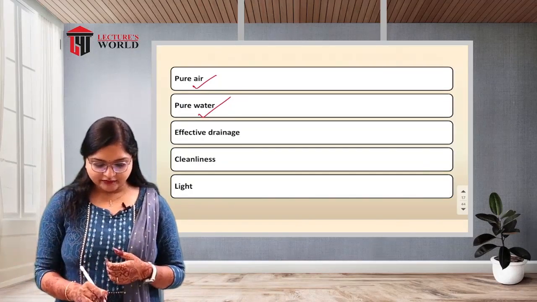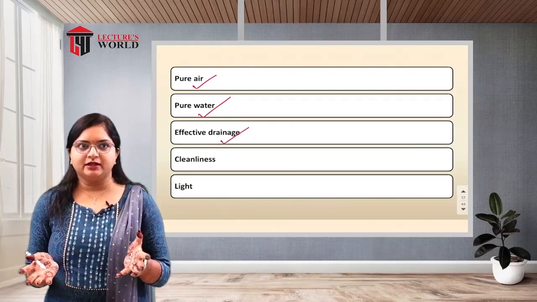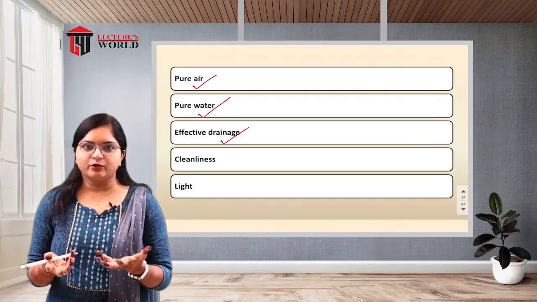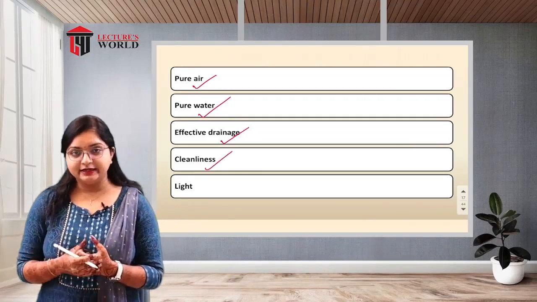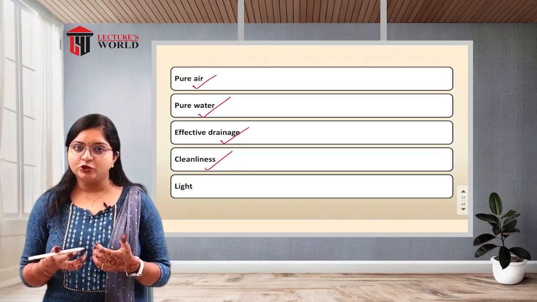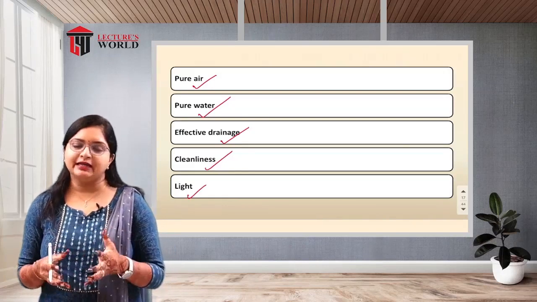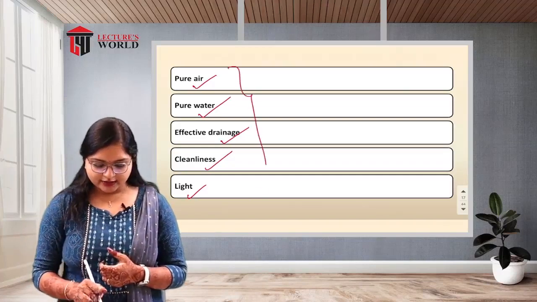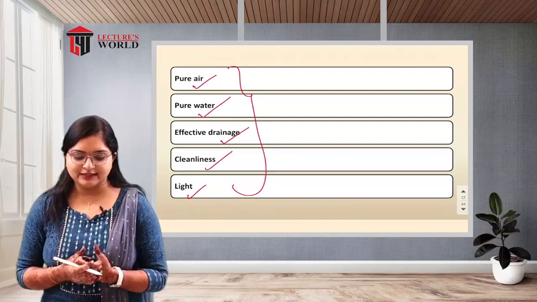The next one is effective drainage. If we are living in an area where the drainage system is appropriate, then the sanitation problem will not be there. Also the next essential is cleanliness. If we maintain cleanliness everywhere we go, then no health problems will occur. And the last one is light. If proper lighting is there, no health problems will occur. So these are the main 5 essential factors on which nursing care is focused according to Miss Florence Nightingale.